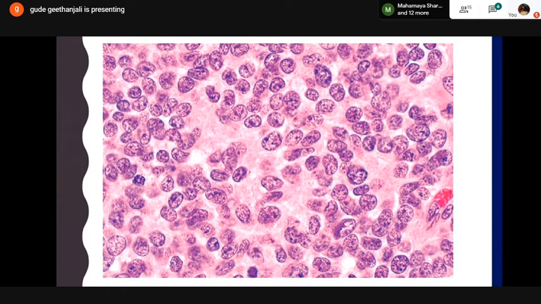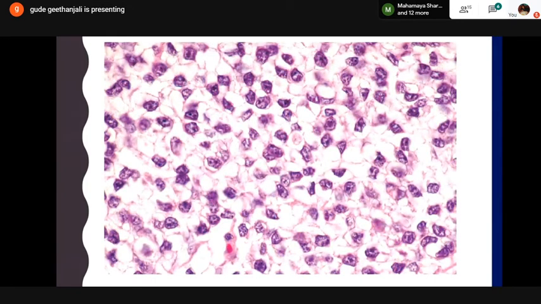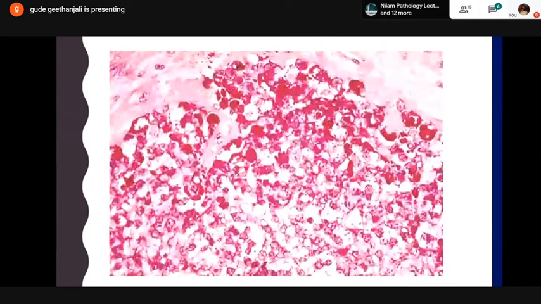We see presence of frequent mitotic figures, and many times because of intracytoplasmic glycogenation, we can see clearing of the cytoplasm of Ewing sarcoma, and this glycogen can be highlighted by PAS, which is diastase resistant.